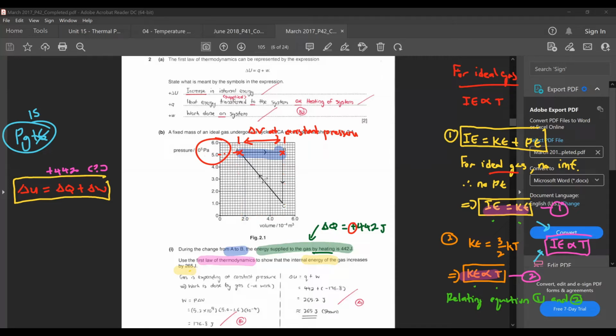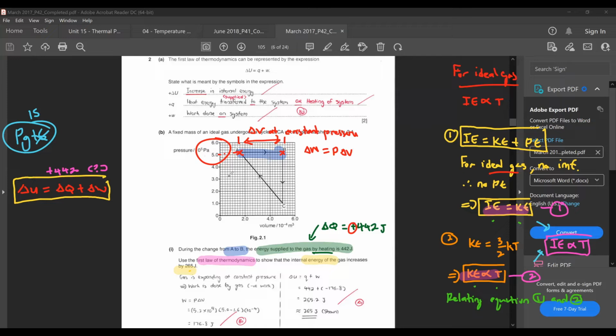This tells you that you can actually find out the work done by the gas. So last week I mentioned to you, work done by gas is actually pressure times change in volume. This is similar to what you've learned in your AS physics last level. So your work done can be found by taking the pressure times the change in volume.